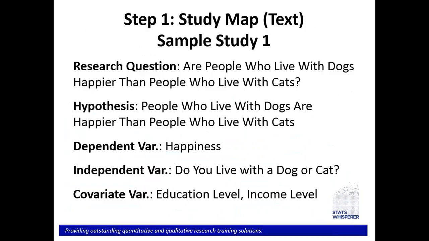So the research question for sample study 1, right? Are people who live with dogs happier than people who live with cats, right? Our hypothesis is that people who live with dogs are happier than people who live with cats. Our dependent variable is happiness, and our independent variable is, do you live with a dog or a cat? And our covariate variables, right, that we believe might have a significant impact on our dependent variable happiness are education level and income level.